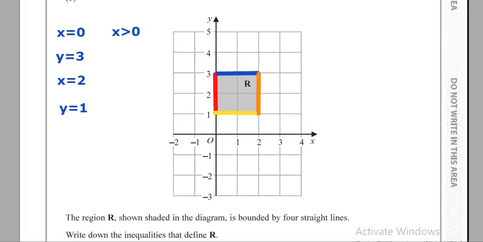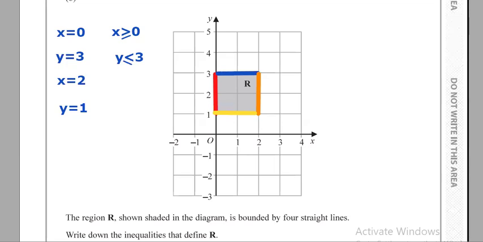All of them are connected. This means there's an equal sign. Now, the other one is y equals 3, which is this one. The region is under the line. This means it's smaller than the line. So y is smaller than 3, and there's an equal sign under this point.